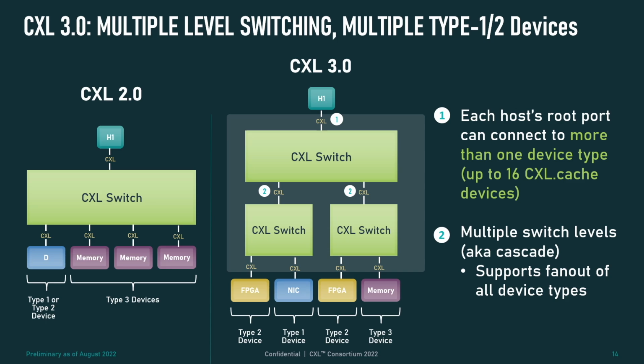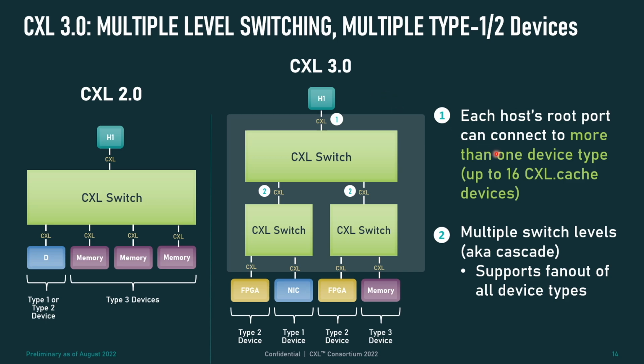So the CXL 2.0 switching solution was great, but there were two limitations of that particular solution. The first limitation was that it only supported a single level of switching, right? You could not build multiple level fan-out switches. The second limitation of a CXL 2.0 switch was that we could attach a max of one type 1 or type 2 device below a single CXL root port. So in this particular picture, we could not have more than one type 1 or type 2 device below this switch's downstream ports. With CXL 3.0, we fixed both of those limitations.